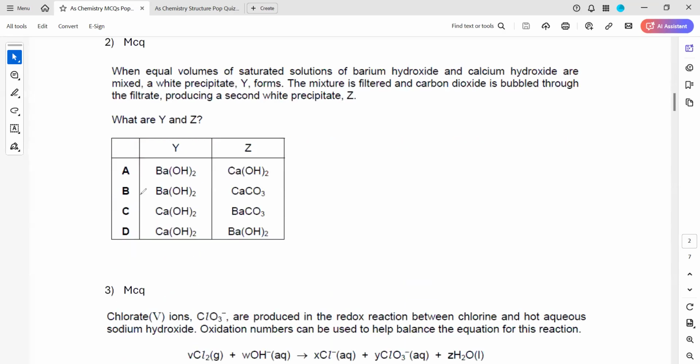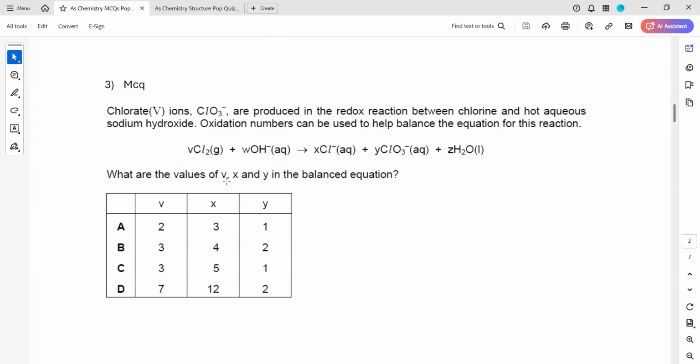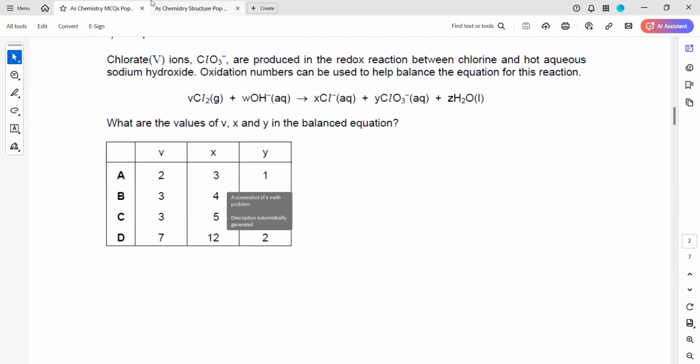First, it will be a precipitate of calcium hydroxide, and then it's barium carbonate because carbon dioxide is bubbled through a solution. So this question, quickly we will do.